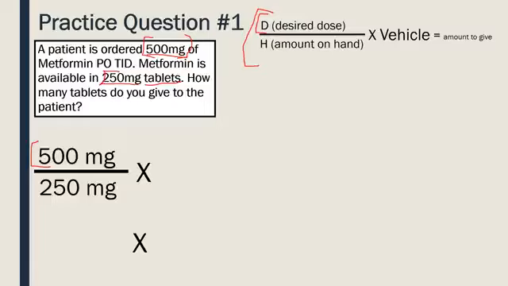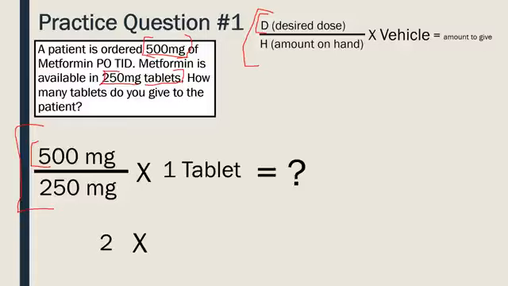And now what's the vehicle? This one, the vehicle is not as important, because it is tablets, and obviously we can just put one tablet, because it's 250 milligrams in one tablet. So how many tablets do you give the patient? All you have to do at this point is solve this math question. So 500 divided by 250 is 2.